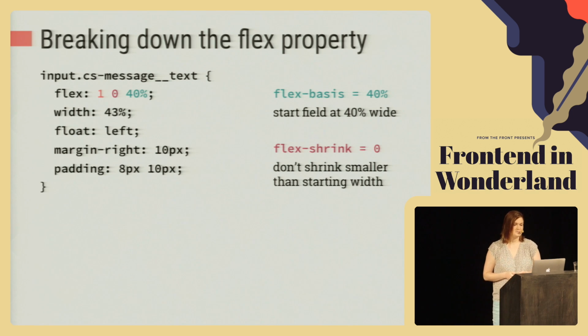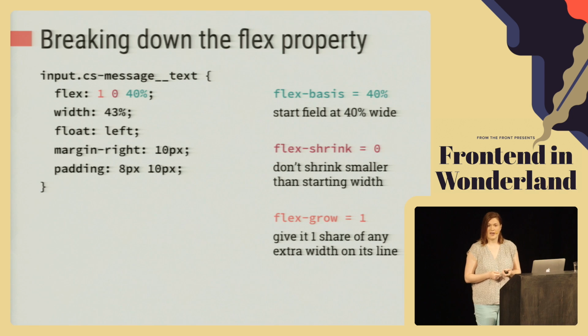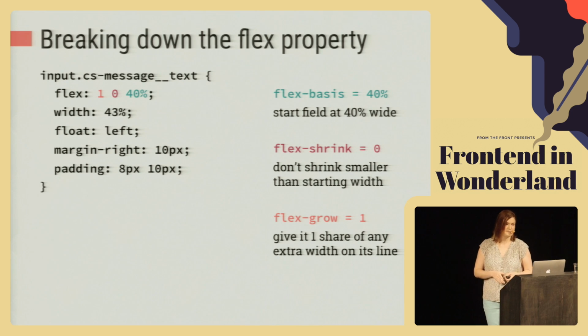Flex grow, set to 1, means each will get 1 share of any available extra width on the line. And this is what ensures that the form is always full width, because it tells each field to stretch to take up whatever space is left after the 40% flex basis and the pixel margin and padding have been accounted for.